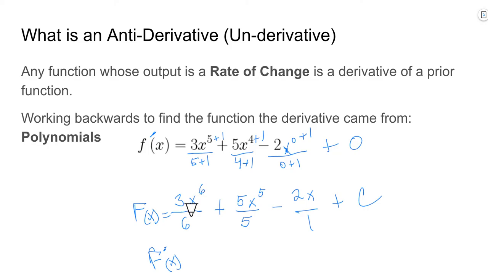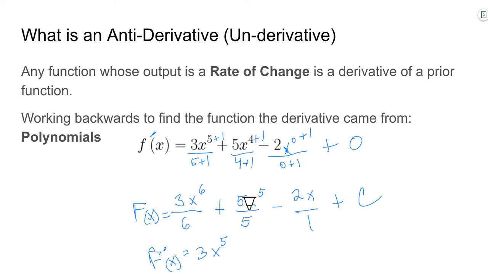I get 6 coming down, but 6 divided by 6 is 1. So I get just a 3 here. I subtract 1 from the exponent, I get x to the 5th. Wow, that's what I started with. I'm looking good on that first term. You see how that worked?